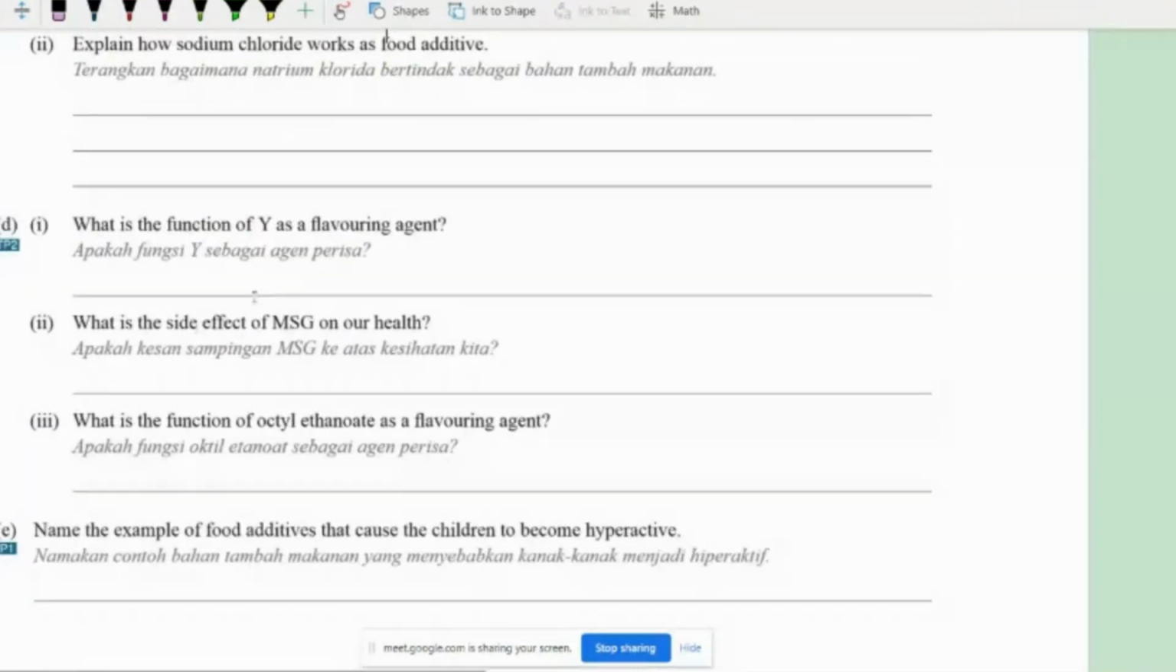Okay, D1, what is the function of Y as a flavoring agent? Y is aspartame, right? Aspartame. Okay. It sweetens the food with low calories.